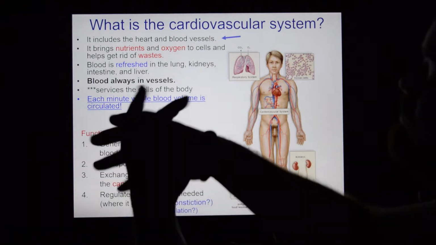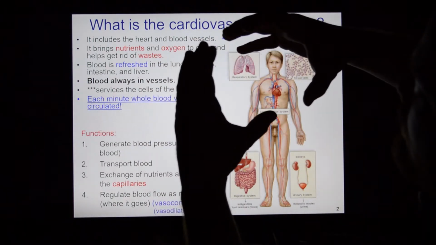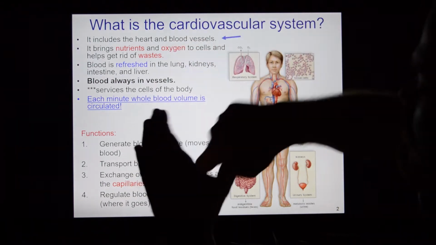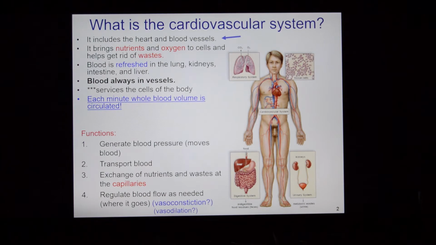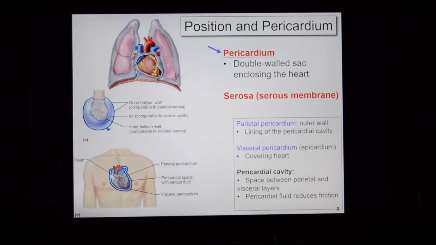By comparison, vasodilation is to take a blood vessel and make it larger. If you make that blood vessel larger, more blood can go through it, and that can be conveyed to a certain area of the body more quickly or more easily. So vasoconstriction and vasodilation. All right, let's talk a little bit about how the heart is situated internally.